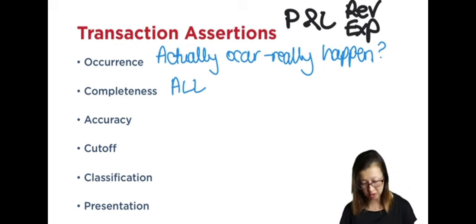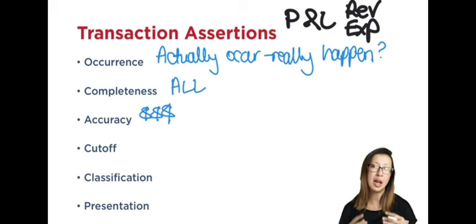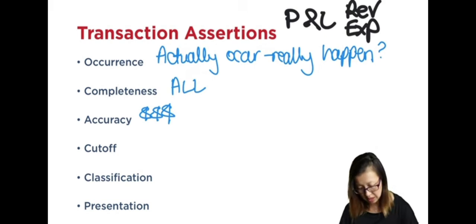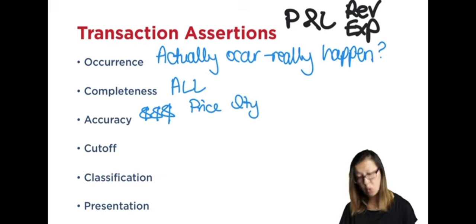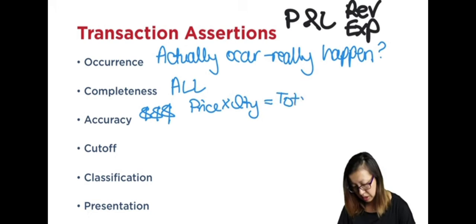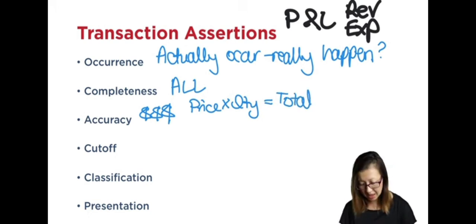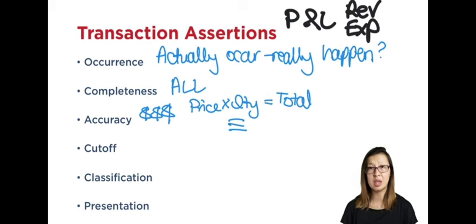The next one we have is accuracy. And accuracy comes all down to the dollars. Have we recorded every transaction accurately? That is, have we used the correct price? Have I used the correct quantity? Have those two been multiplied together to get the right total? And then every item on my invoice, for example, for a sale, do they all add up to the right amount? So has my transaction been accurately recorded? Is the number that's in there an accurate reflection of the economic transaction that actually happened?